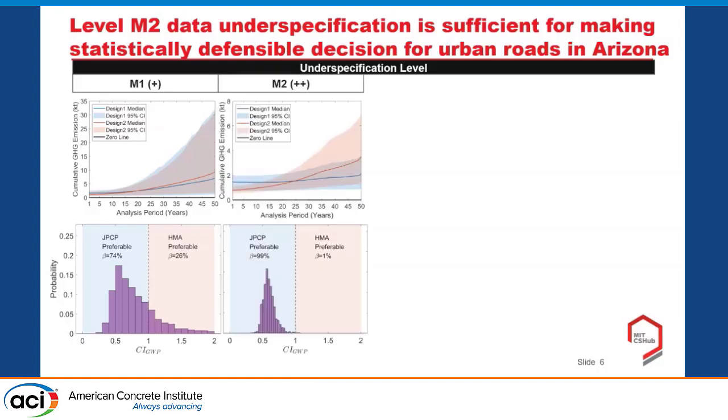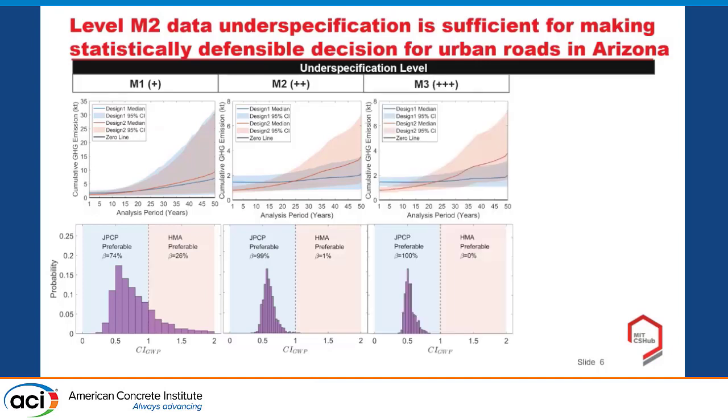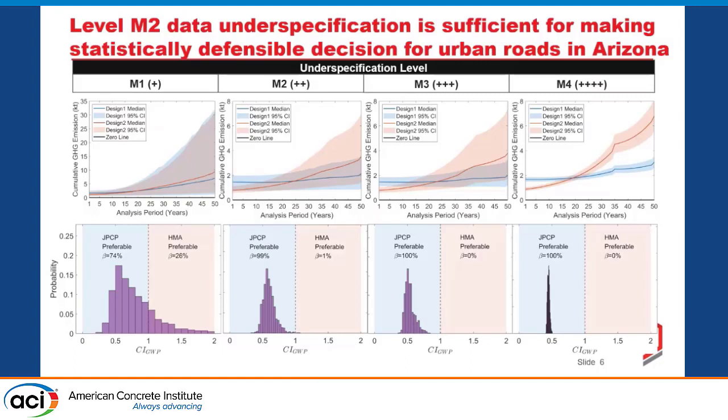When it comes to level M2, we can see that the variations of the life cycle GHG emission have been significantly reduced. When comparing these two designs, the JPCP design has a 99% reliability of being better than the asphalt side. And when we are considering M3, we now see a little bit reduced variation of life cycle GHG emission, but we have a 100% confidence level that JPCP is better than HMA. When we are considering M4, there are much smaller variations in this life cycle GHG emission, and we also have 100% confidence that JPCP is better than HMA.